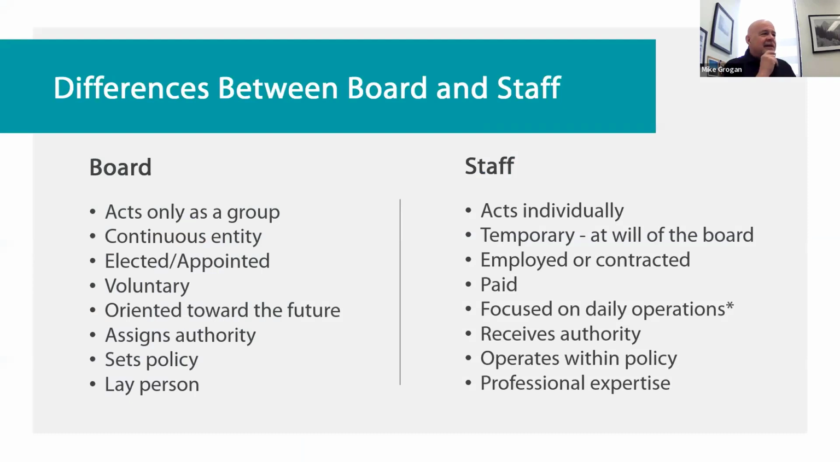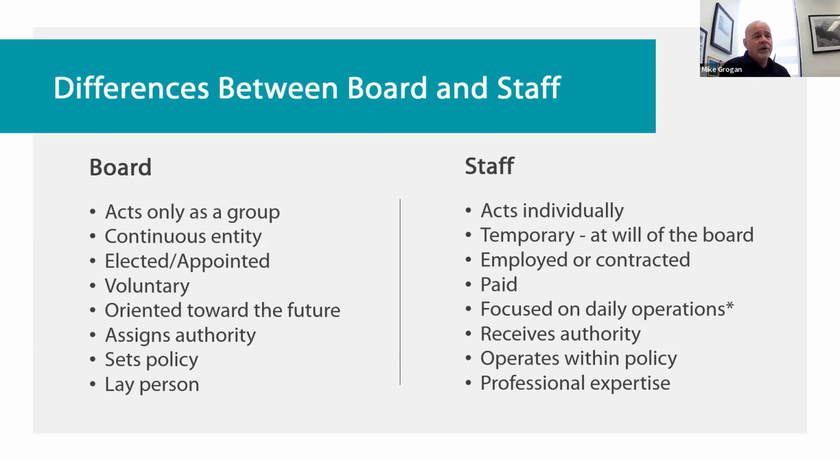So just in terms of some of the differences we see between boards and staff: boards act only as a group, while staff act individually. So we're not a collective staff. You've got one. The board is a continuous entity. There's not the last board, the next board. There is a board. It is there until the organization is not there. Whereas staff are temporary. We're here at the will of the board, and I could be gone tomorrow. Hoping not, but one never knows.